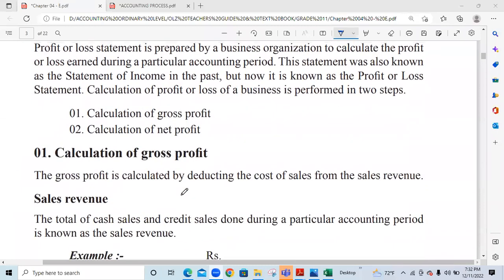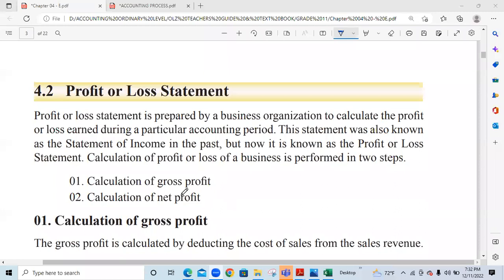Let's start with the first one, the statement of profit or loss. So guys, you know what is the purpose of profit or loss? To identify the financial performance of the business. Before, they used to call this the income statement. Even if nowadays sometimes they say income statement, there is nothing wrong there.